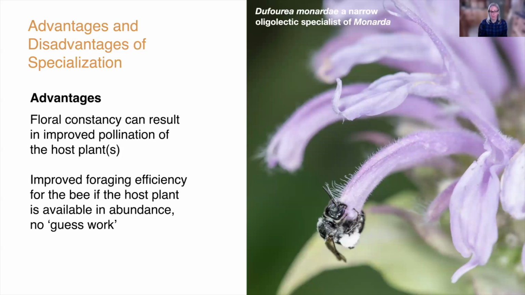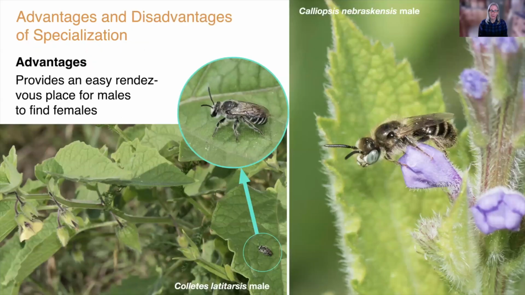It also is very advantageous for the pollen specialist if their host plant is available in abundance, because the females can easily go into a patch of their host plant flowers. It basically takes out all of the guesswork for them. They can easily collect the resources that they need to rear offspring, and it's very, very efficient for them if the host plants are available in abundance near where they're nesting.